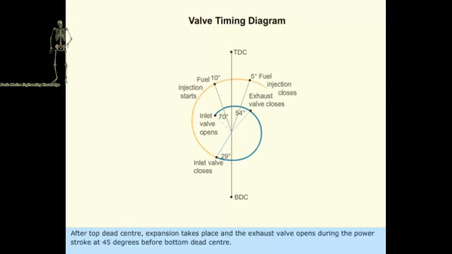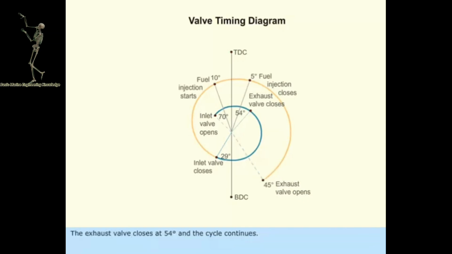After top dead center, expansion takes place and the exhaust valve opens during the power stroke at 45 degrees before bottom dead center. The exhaust valve closes at 54 degrees and the cycle continues.